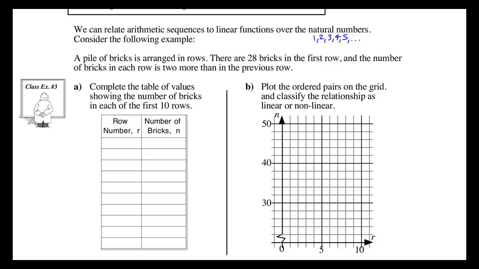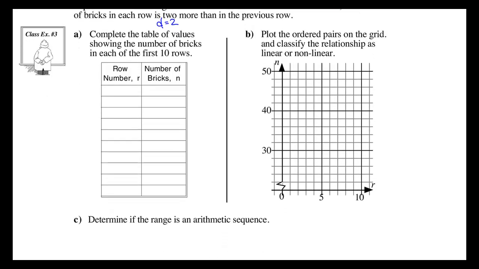Consider the following example. A pile of bricks is arranged in rows. There are 28 bricks in the first row, and the number of bricks in each row is 2 more than in the previous row. So our D value is going to be 2, and our A value is going to be 28, or our T1 value, if you like. Part A says, complete the table of values showing the number of bricks in each of the first 10 rows.